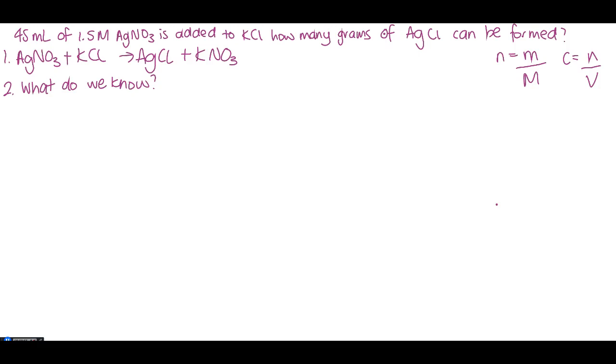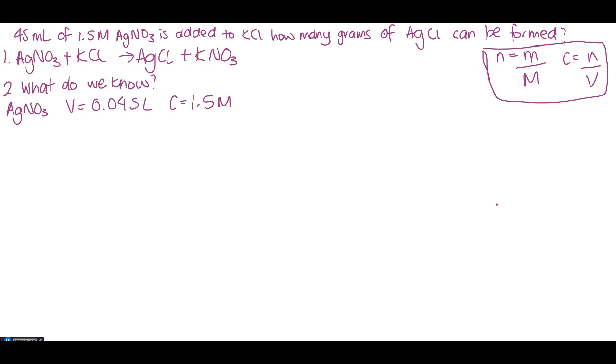Now these two equations over here are the equations that you are going to need to work out how many grams of silver chloride can be precipitated from a reaction between silver nitrate and potassium chloride. What we know so far, if we look at our reactants, is our silver nitrate. We know the volume of our silver nitrate, which is 0.045 liters. We also know that our concentration of silver nitrate is 1.5 mole.